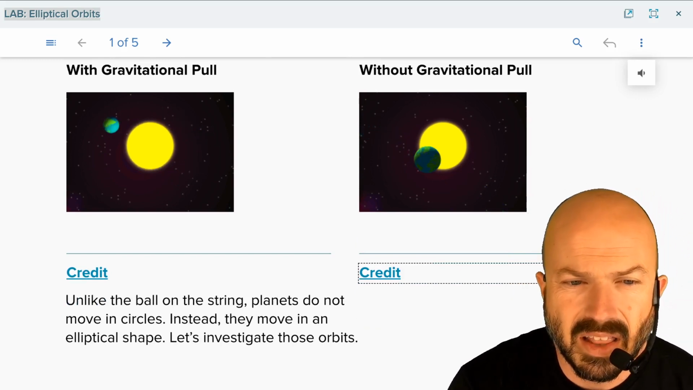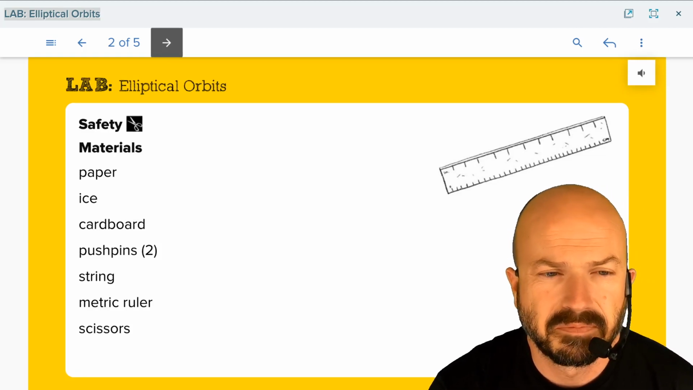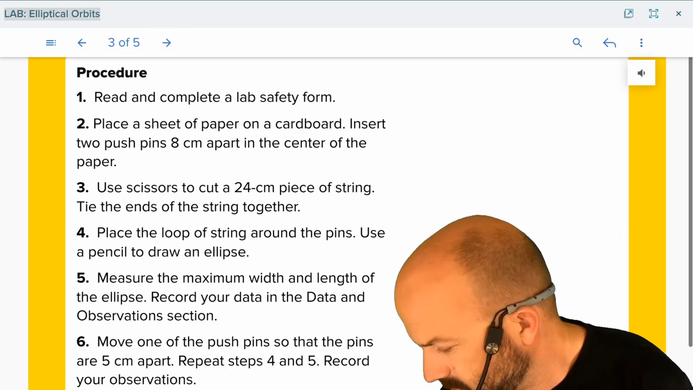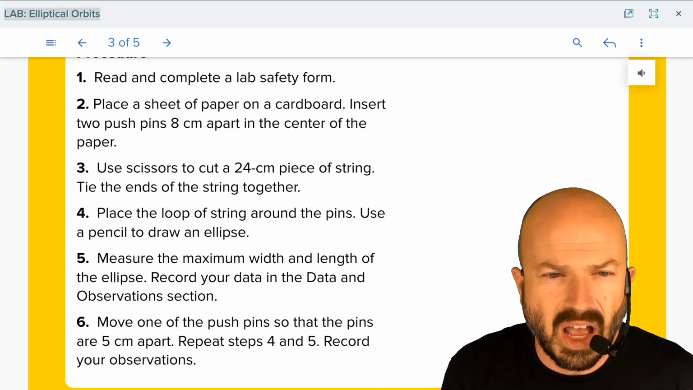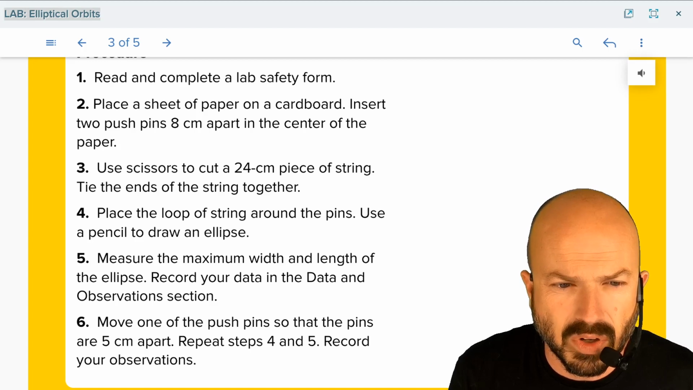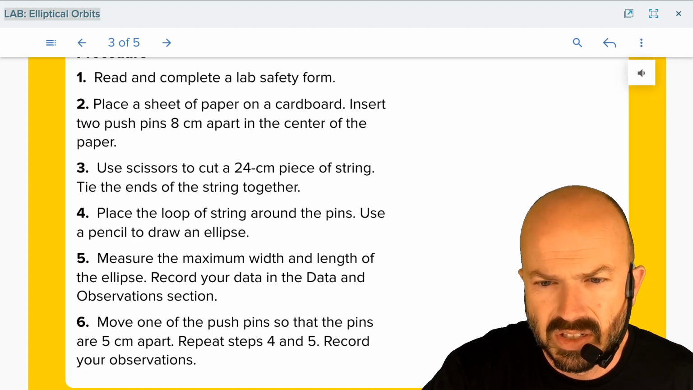Let's investigate those orbits. We're going to need some materials. I've already got them. I've already done this. I've cut a piece of string. I've put my push pins into a board. Let's see what happens. You're going to be recording observations.